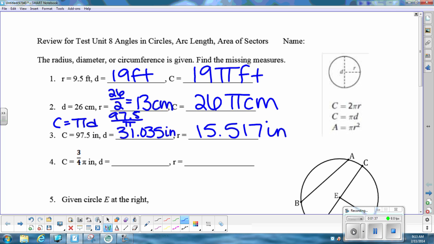Next one, we again have our circumference. However, this time we have the pi. So this is just pi times diameter, so our diameter is 3/4 inches. For the radius, we divide 3/4 by 2, and we get 3/8 inches.